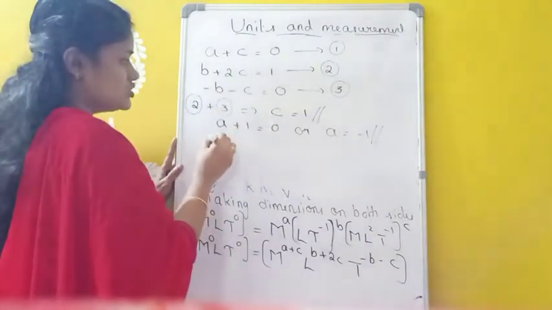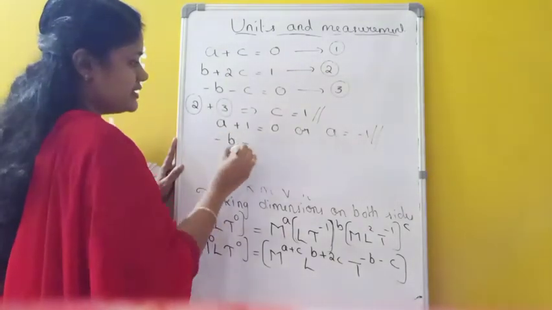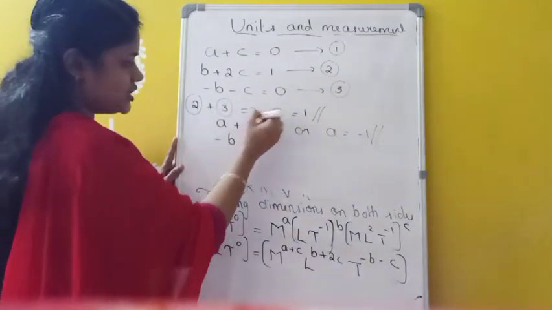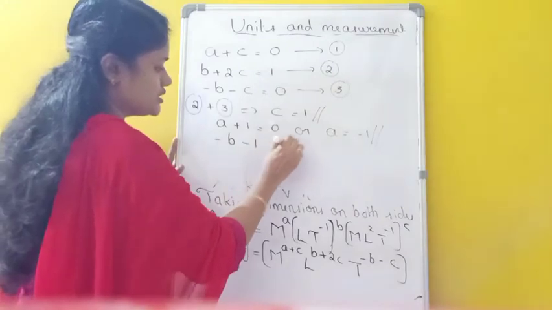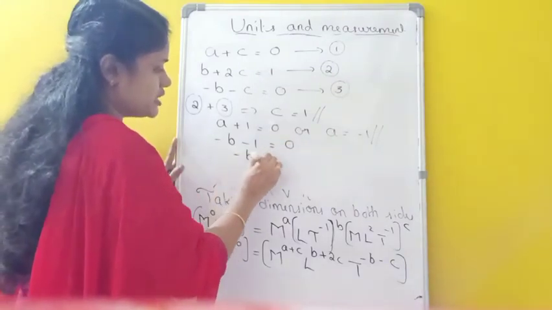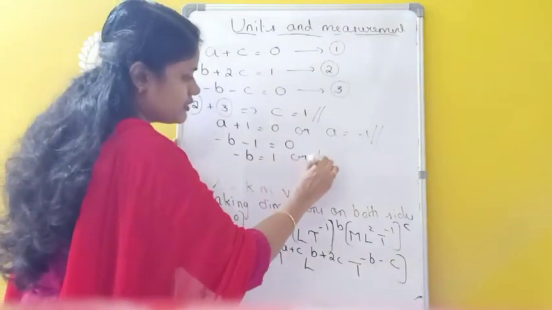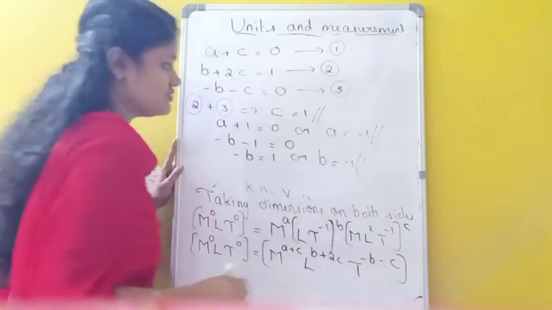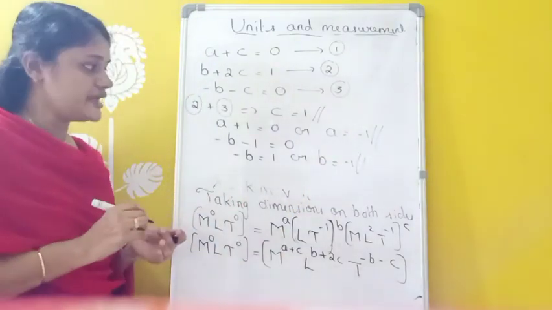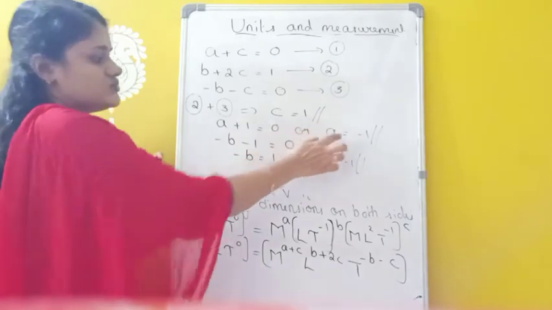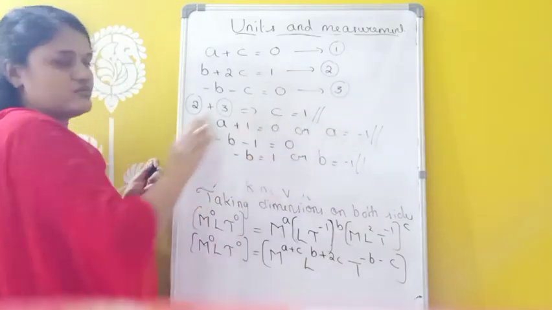So here I am putting. So minus b minus, what is c value? 1. Minus b minus 1 equal to 0. Or from this minus b equals 1, or b equals how much here? Minus 1. So we got the values for which one? A, B and C. A equals minus 1, B equals minus 1 and C equals 1.